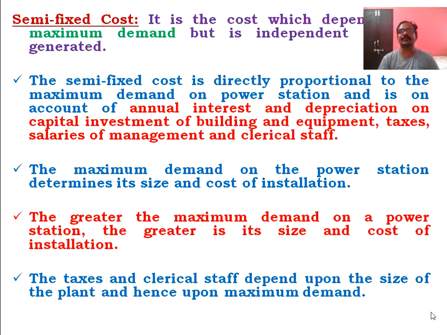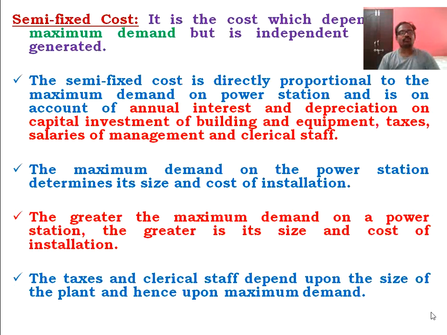And next one is a semi-fixed cost. It is a cost, as I already told you, which depends only on the maximum demand and is independent of the number of units generated. What is this maximum demand? Why it is depending upon the maximum demand? Maximum demand determines the size of the plant. If maximum demand is 20 megawatt, the size of the plant should be 25 megawatt, more than the maximum demand, right? So the semi-fixed cost is directly proportional to the maximum demand.